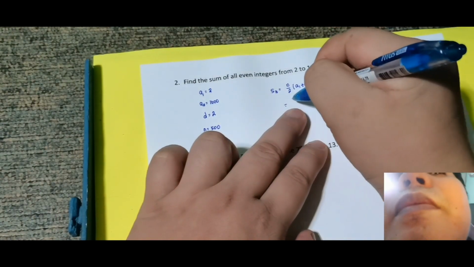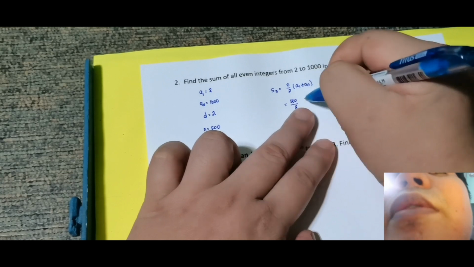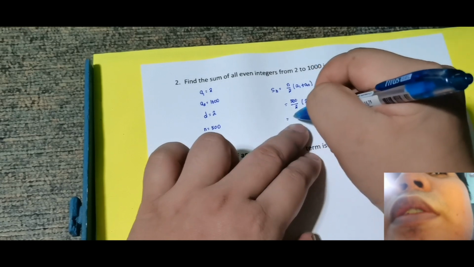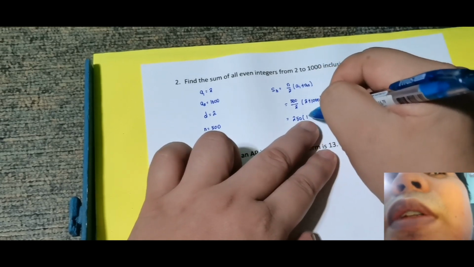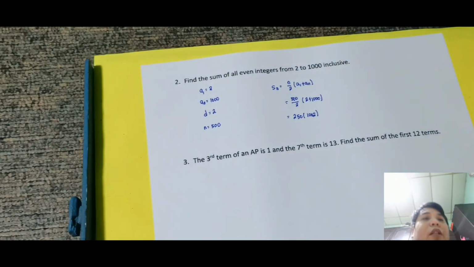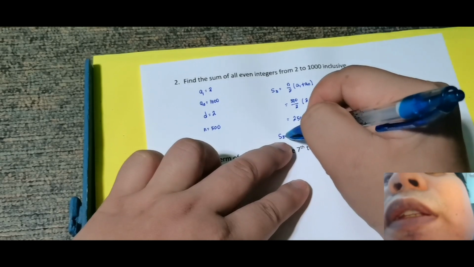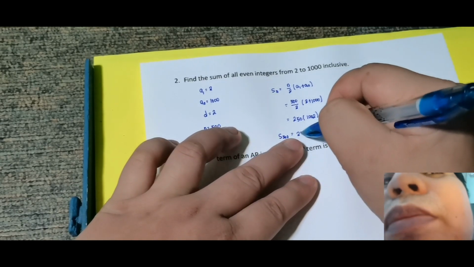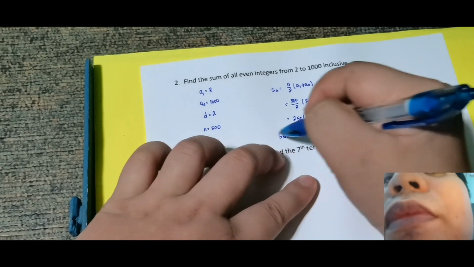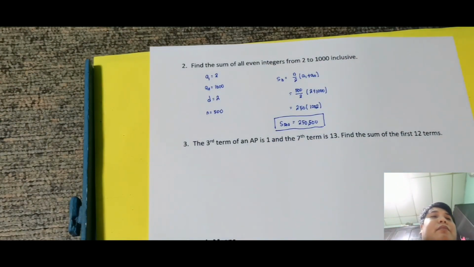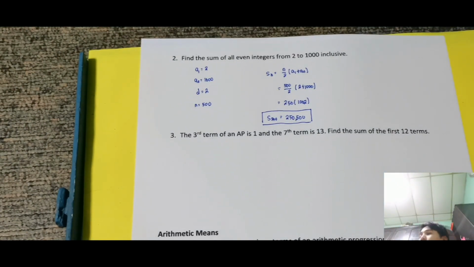So, this is 500 divided by 2 multiplied by 2 plus 1,000. Okay, so this is 250 times 1,002. Imagine mo kung pina-add ko yan, ang dami na yan. So 250 times 1,002 is 250,500. So S sub 500, kasi 500 yun, is 250,500. Yung sum ng lahat ng yun. So pag pina-add ko yan manually, ang haba.